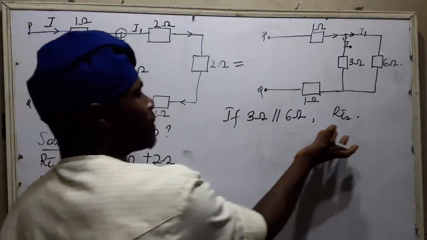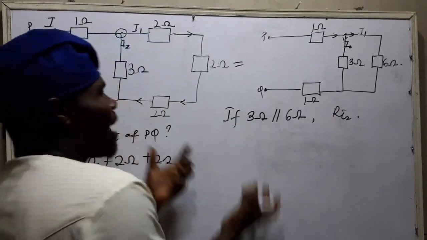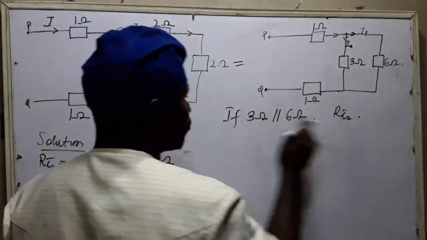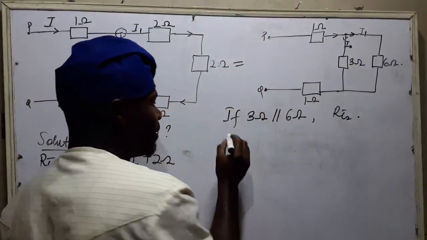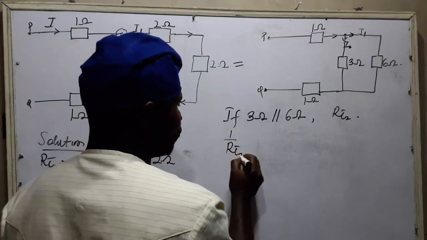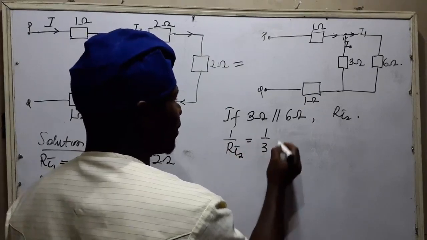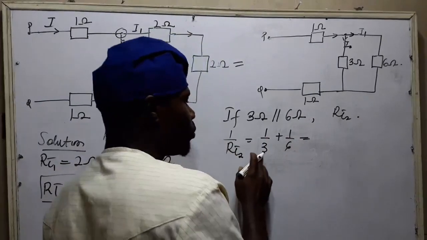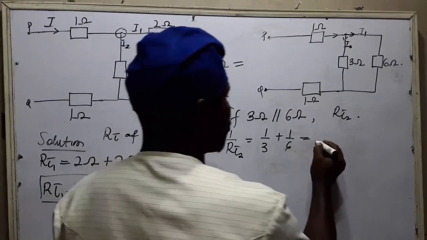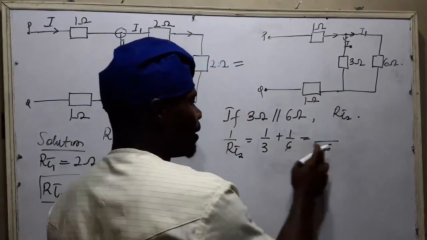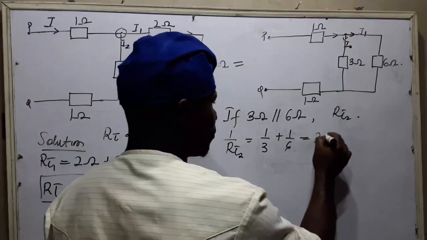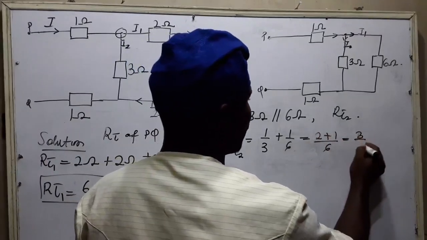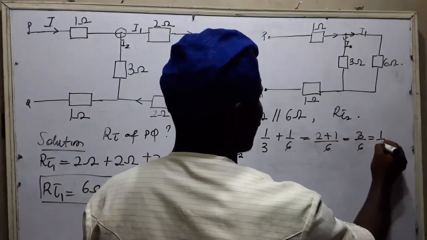By representing this by R total 2, we now have another diagram entirely to get the R total. If this is parallel to this, it means the formula is: 1 over R total 2 is equal to 1 over 3 plus 1 over 6. Let's find the LCM between 3 and 6. The lowest common multiple will give us 6. So 3 in 6, we have 2, plus 6 in 6, we have 1, which is equal to 3 over 6. This can be written as 1 over 2.